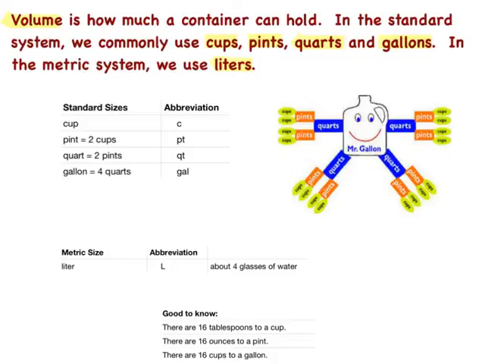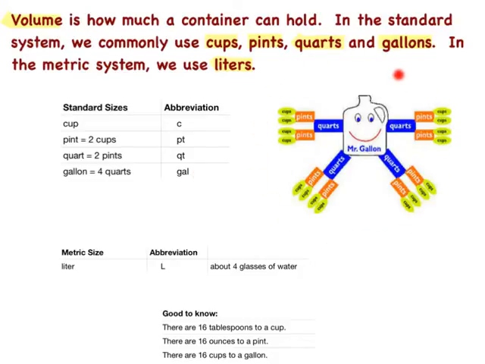In our standard units, 1 cup, which is abbreviated with a C, a pint, which is equal to 2 cups, is abbreviated with a PT. A quart is equal to 2 pints, and its abbreviation is QT. And a gallon, which is equivalent to 4 quarts, is abbreviated GAL.